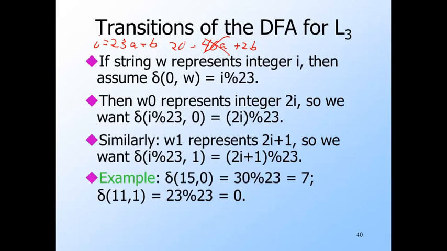For example, twice 15 is 30. So from state 15 we go to the state that is the remainder of 30 divided by 23, or state 7, when the input is 0. From state 11 on input 1 we go to the state that is the remainder of twice 11 plus 1 divided by 23. That's state 0. So whenever a string gets you to state 11, that is, the string leaves a remainder of 11 when divided by 23, that string followed by a 1 must be divisible by 23 and therefore must be accepted.